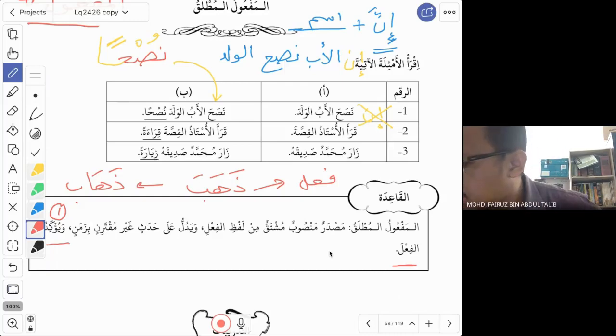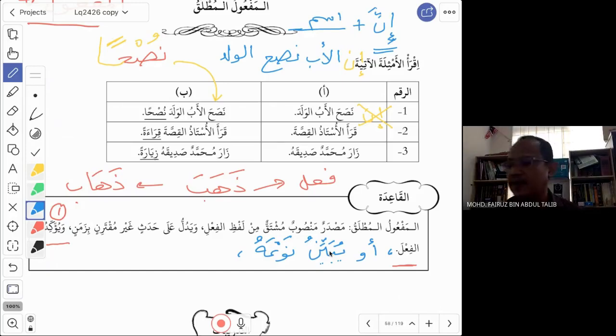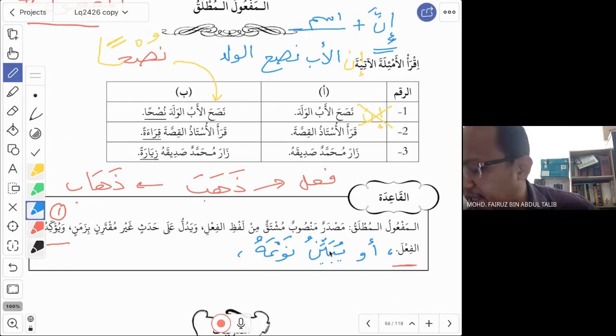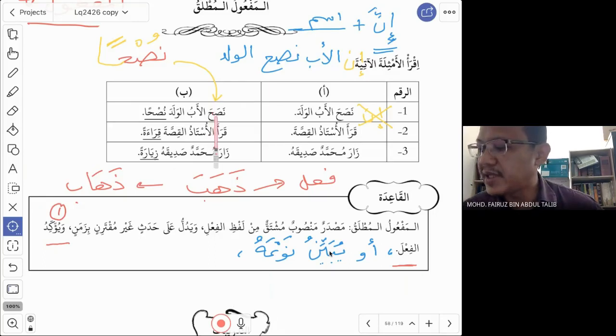The second reason for using maf'ul mutlaq, you can add this. We say the second reason, au yubayyinu naw'ahu. This is the second reason for using maf'ul mutlaq, which is to explain. Yubayyin means to explain. Naw'ahu, the type of the fi'il. You want to explain the type of this fi'il.